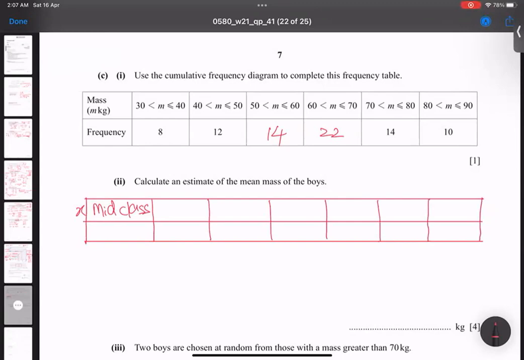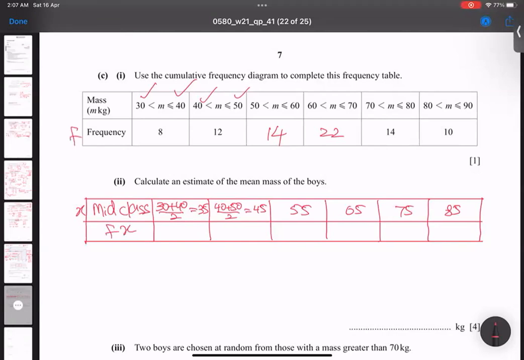How to get the mid-class? So students, this 30 and 40, add and divide by 2. Look, 30 plus 40 divided by 2. I'm getting 35. How to get the second? 40 and 50. So 40 plus 50 divided by 2. I'm getting 45. And the rest I'm doing directly. I'm getting 55, then 65, then 75, and then 85. Done.